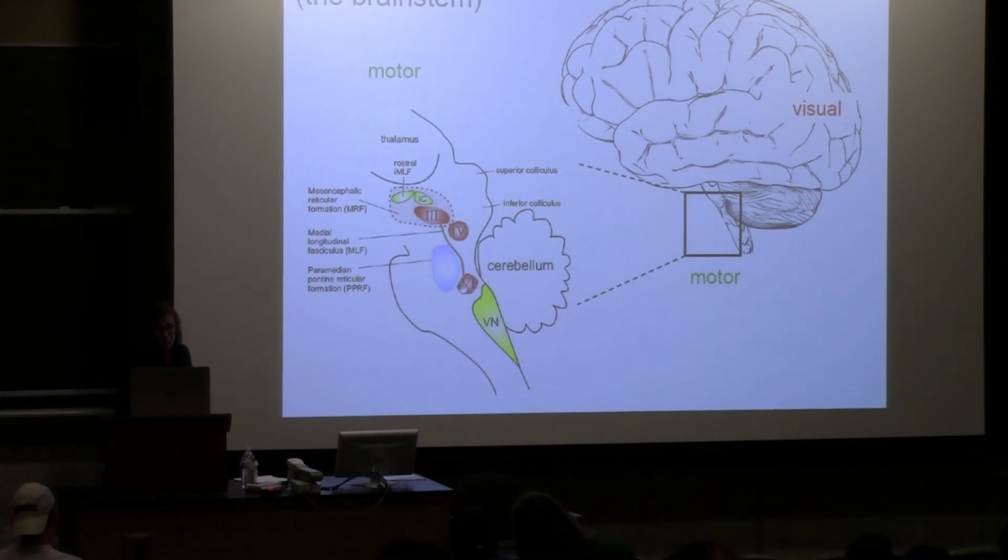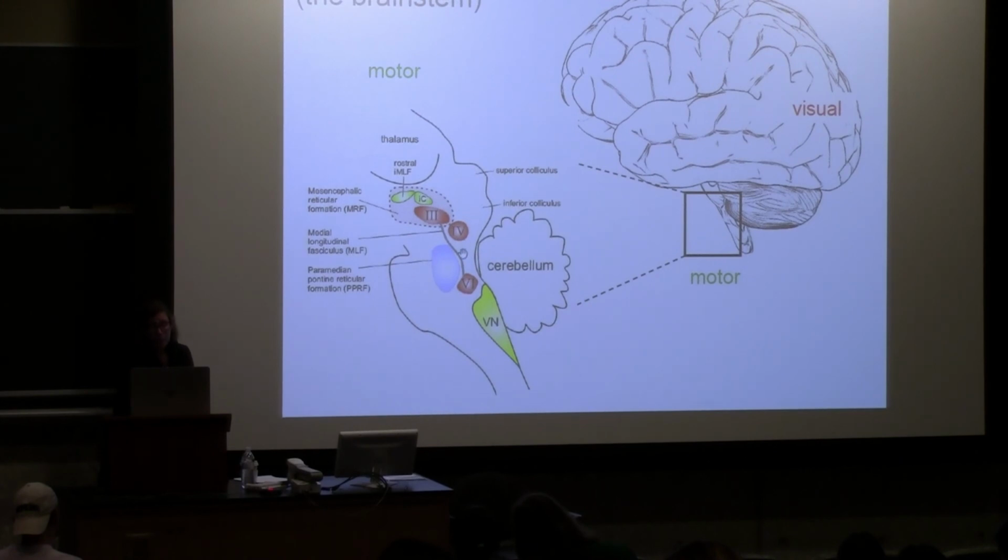I'm going to talk a bit about something called the nucleus prepositus. It's actually back here in the area called VN. VN is for vestibular nuclei. You can think of them as being very close. I'll talk about burst neurons. They sit down here in an area called the PPRF.